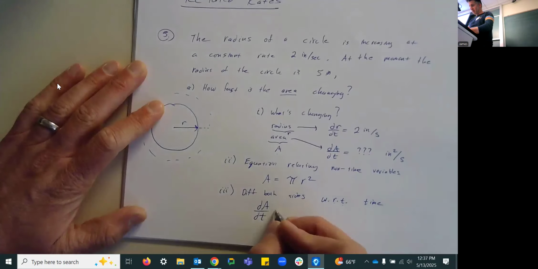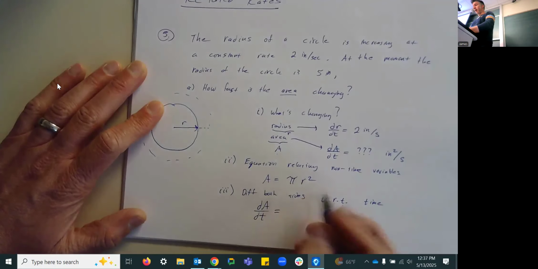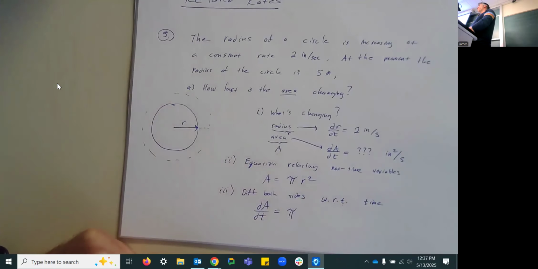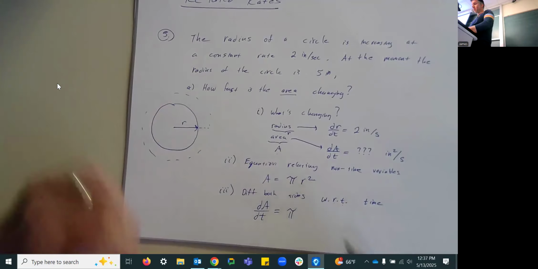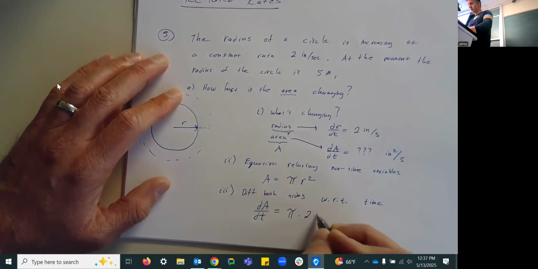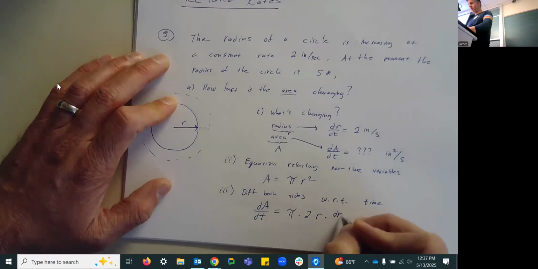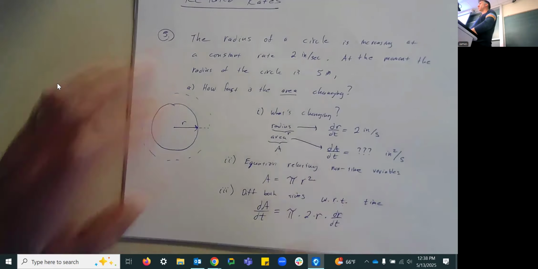On the right-hand side, the constant pi gets to hang out. And what's the derivative of some stuff squared? Oh, it's going to be 2 times our stuff to the first power times the derivative of our stuff, our dr/dt.